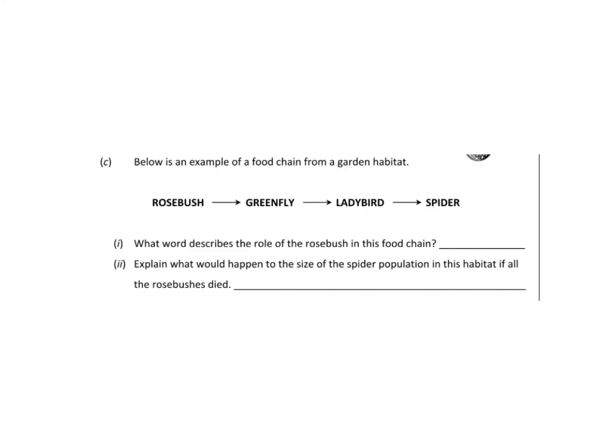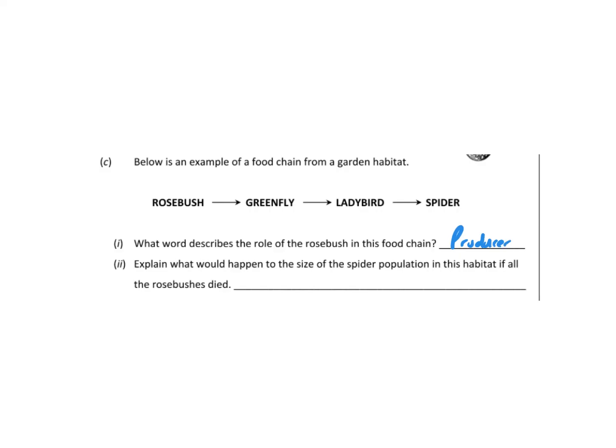Below is an example of a food chain from a garden habitat. So the rose bush is eaten by the green fly, is eaten by the ladybird, is eaten by the spider. What word describes the role of the rose bush in this food chain? So it produces its own food, so that's our producer. Okay, it's the first organism in the food chain.